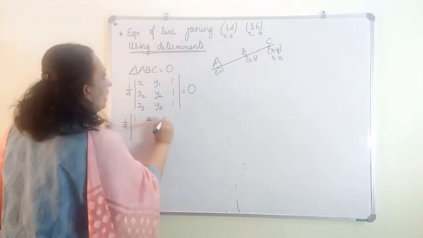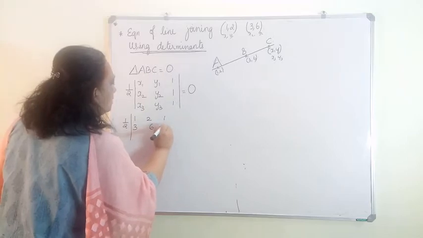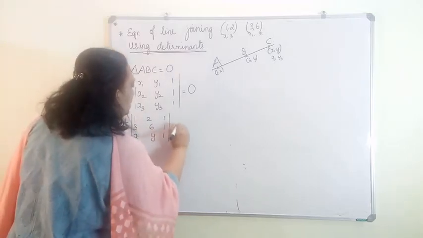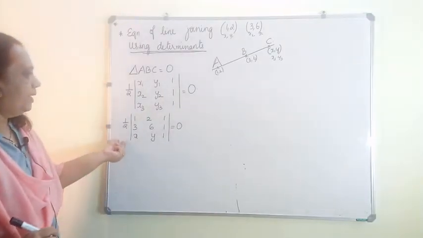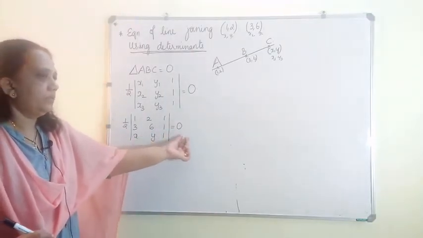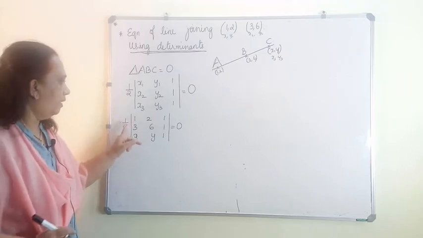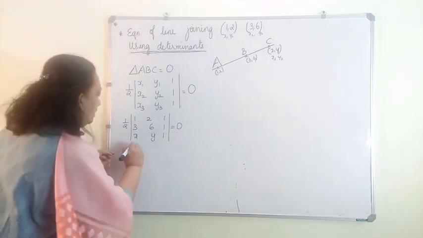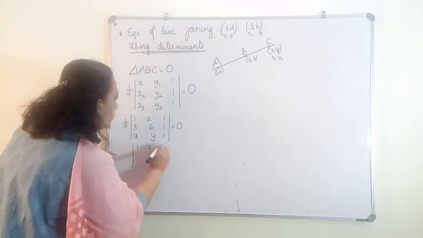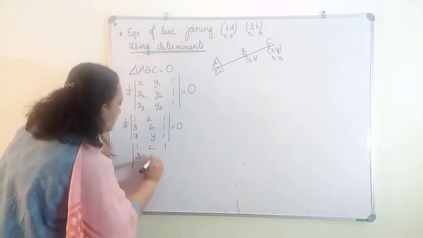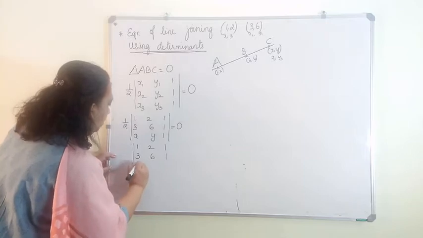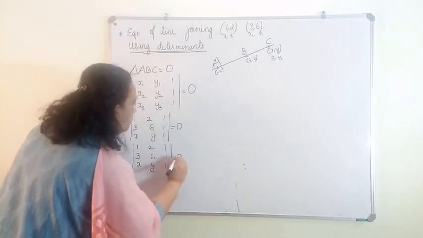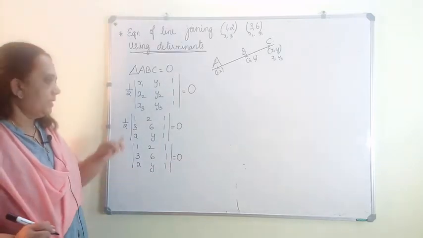The determinant with rows 1, 2, 1; 3, 6, 1; x, y, 1 is equal to 0. 1 by 2 into determinant is equal to 0. So, when you multiply 1 by 2 to the RHS, it becomes 0. That is determinant 1, 2, 1, 3, 6, 1, x, y, 1 is equal to 0. I hope you understood that step.